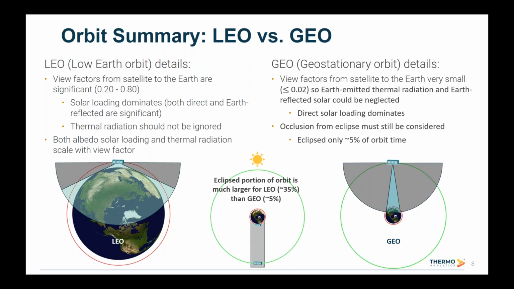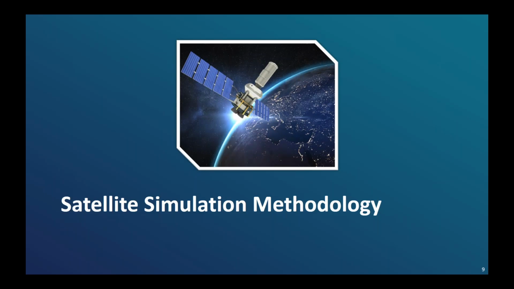Another interesting difference between these two is what percent of the orbit is in shadow. So for a typical low Earth orbit path, that eclipse is going to be around a third of the path, whereas for a GEO payload, it might be closer to 5%. So it gives you an idea of the relative size of the eclipse.